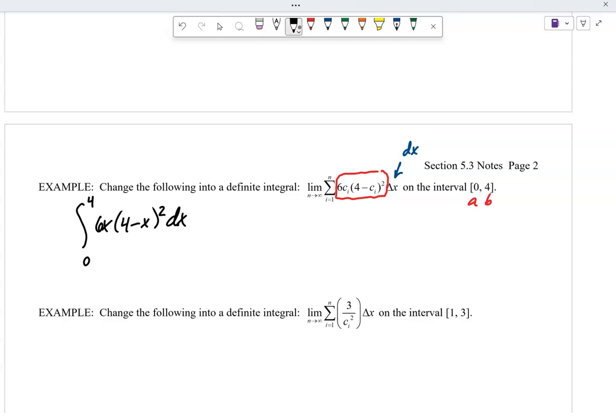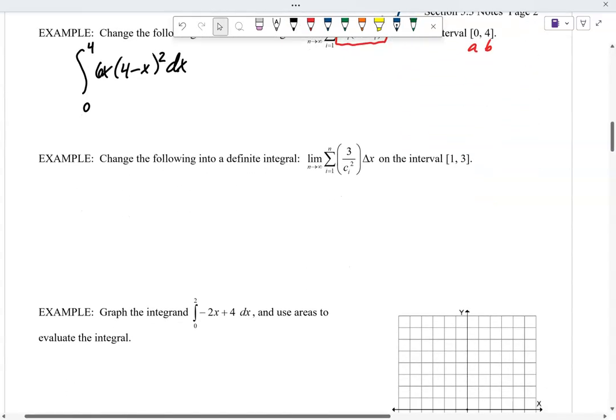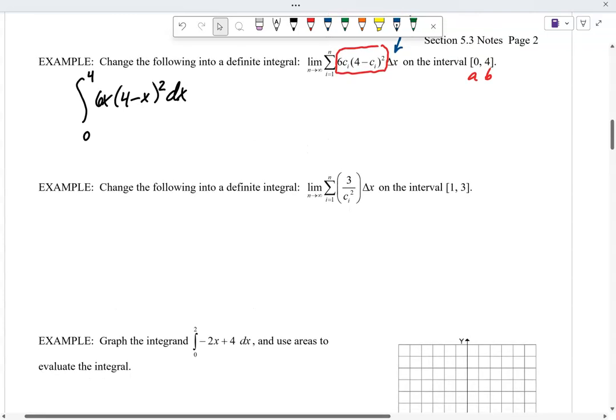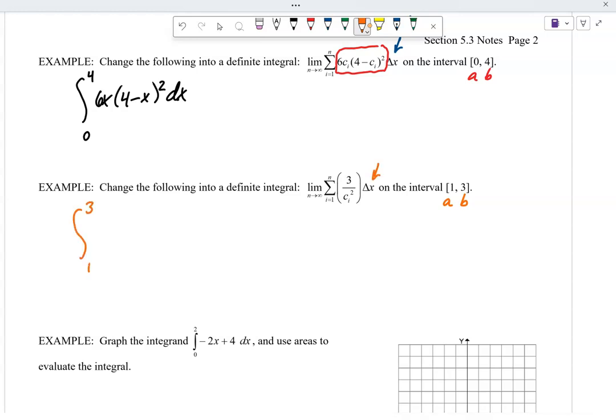Okay, the second one, we have also changed it into an interval as well. This one's going from a to b, so the integral from a to b. There's our dx right there, width of the interval, and here's our f of x, so it's 3 over x squared dx.